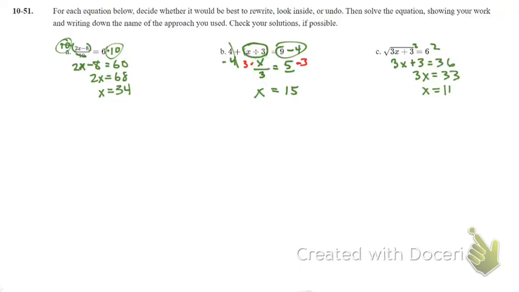So what's the opposite of dividing by 3? It's multiplying by 3. And I want it to be able to cancel like that. So my right side, 5 times 3, x equals 15 is the answer.